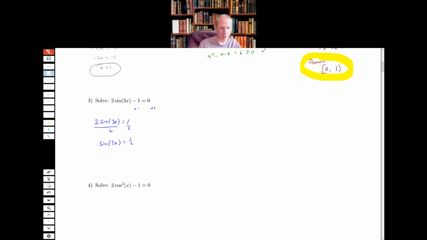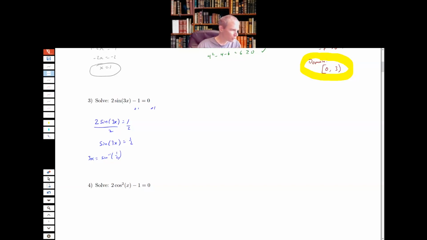And now I want to get rid of the trig function, so I'm going to use the inverse. So we're going to take inverse sine of both sides. So we're going to say, okay, 3x equals sine inverse of 1/2. Let me just compute out what this is, and then I'm going to rewrite my equation. For sine inverse of 1/2, if you remember your unit circle or your little table of values, then you could just write this down.